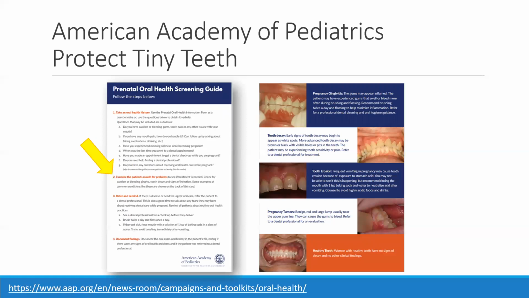The American Academy of Pediatrics Protect Tiny Teeth Prenatal Oral Health Screening Guide, is shown here and as part of Domain 1 video, includes step number 2, to examine the patient's mouth for problems to see if treatment is needed. Check for swollen or bleeding gums, tooth decay, and signs of infection. Some examples of common conditions like these are shown on the back of this card. As you can see on the right, it includes photos and descriptions of oral conditions that may present during pregnancy. So this on the right here would typically be on the back of this prenatal oral health screening guide as a resource for providers.